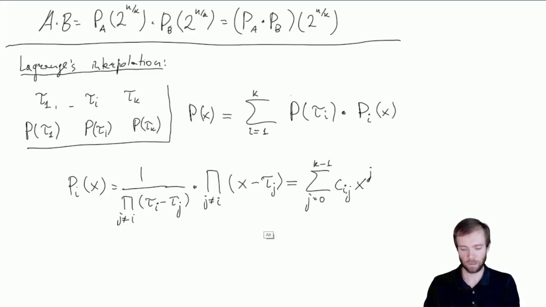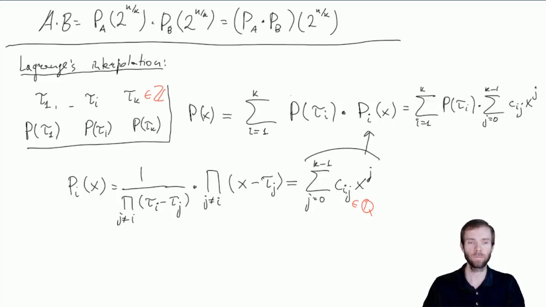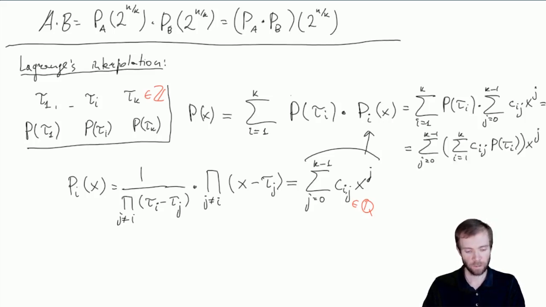We now note that if all our taus are integers, then what we get for these coefficients are rationals. And thus each p_i is a polynomial with rational coefficients. And now if we plug it in here, we get the following expression for p of x, in which we can interchange the order of summation, getting the following expression. So what we now see is that the coefficients of the polynomial that we eventually get are rational linear combinations of the values of our polynomial in our points tau i.